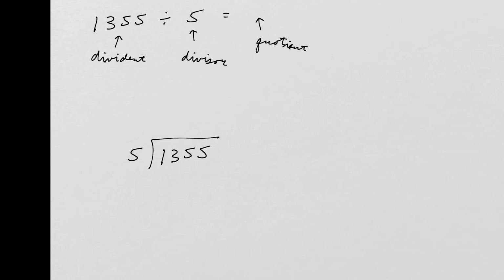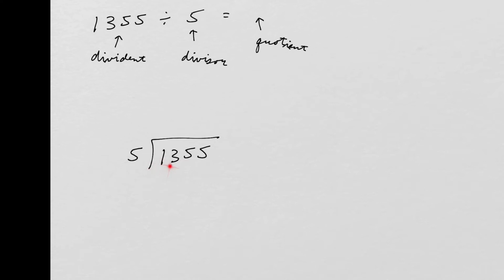Now, we want to figure out how many times 5 goes into 1,355. Okay, so to do this, we start at the left-hand side of the number. And we first ask, does 5 go into 1? No, 5 doesn't go into 1, right? 1 is smaller than 5.